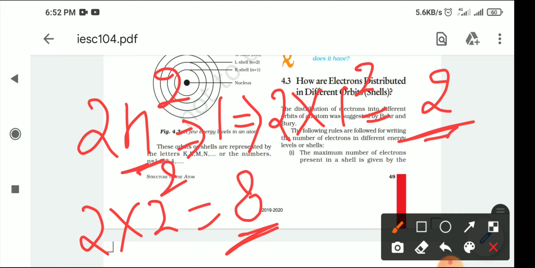So again I'm telling you, when we are talking about the first orbit, the maximum capacity is 2. The second orbit is 8. Now when we are talking about the third orbit, it is 2 into 3 square. So 3 square is 9, 2 nines are 18. It means the maximum capacity of the third shell or third orbit is 18.